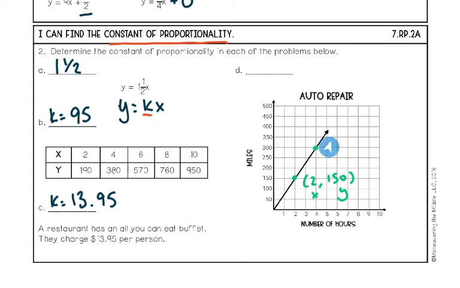I can try it again here just to make sure. This is 4, 300. This is the same thing. 300 divided by 4 also gives me 75. So for the graph here, it's increasing at a rate of 75 miles per hour.